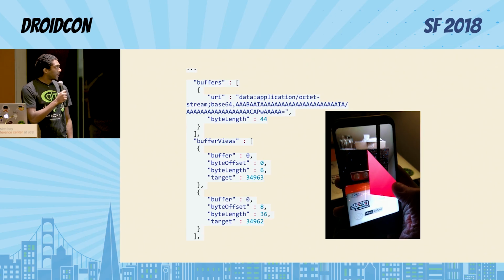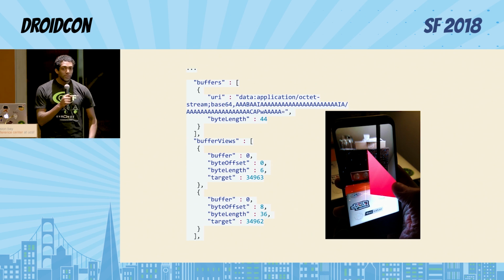So our buffer data, in this case, because we have very trivial data, it's just a triangle, we can specify it with a data URI and then just give it the byte length. But normally you would have your mesh data appended to the end of your GLB file. So that way you would just provide an offset into the same file to where to get that data.